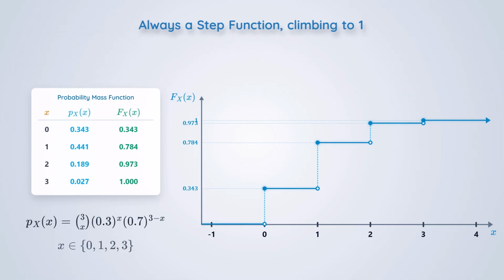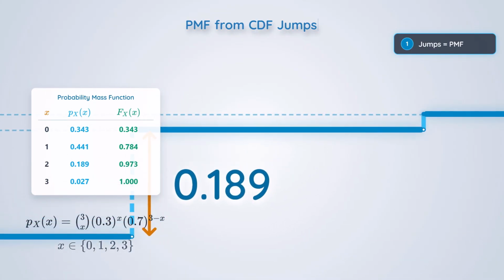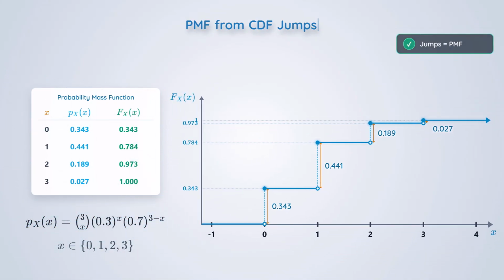The PMF and the CDF are not 2 separate ideas. They are 2 views of the same thing. Adding up the PMF builds the CDF. We can also travel backwards. Look at the staircase again, and this time at the risers. Each riser is precisely the mass sitting at that point. Measure the first 3 and you read them straight off the table. And zoom right in, even the last tiny step carries a real mass.